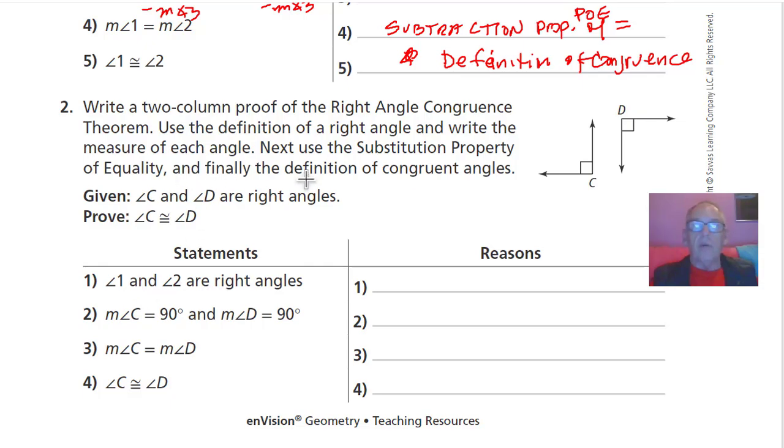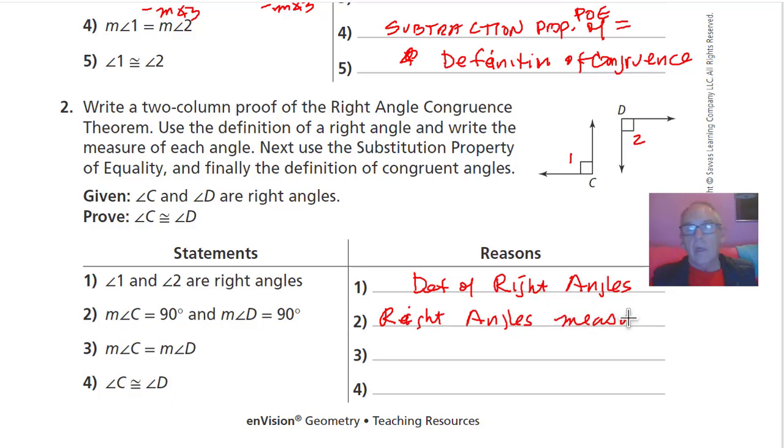Angle 1 and angle 2 are right angles. So angle C we'll call angle 1, angle D we'll call angle 2. So this is going to be definition of right angle. And also by definition, we can say right angles measure 90 degrees.